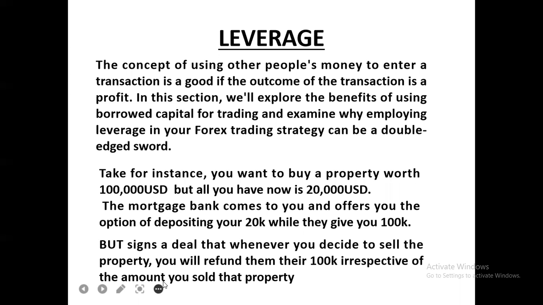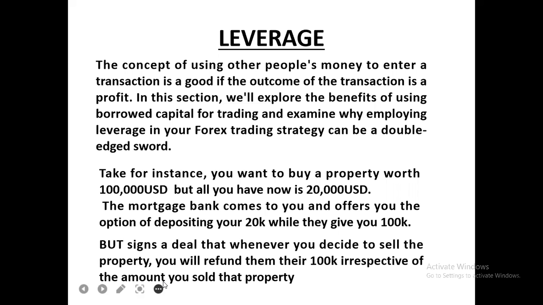So you buy the property, and all you had was 20,000. They gave you 100, but you deposited 20,000. In the end, when you decide to sell the property, they don't care how much you sell the property for. Your only concern would be that at the point of selling, the market value of the property must be such that you will not only generate the 100,000 for the mortgage bank, you will also generate more than it, which comes back to you as a profit.